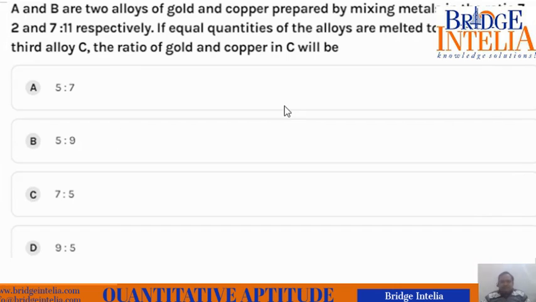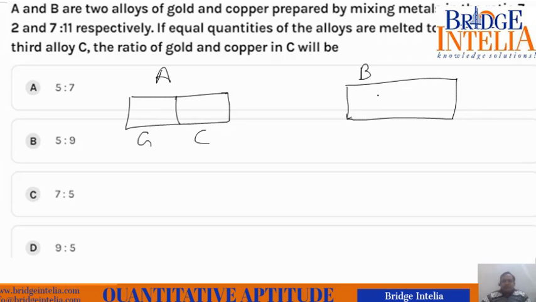So let's see this one. A and B are two alloys of gold and copper. So gold, copper, and B also contains gold and copper. Here the ratio is 7:2, whereas here the ratio is 7 by 11. Now what is being said? If equal quantities of the alloys are melted, equal quantity. So let's make the quantity equal.